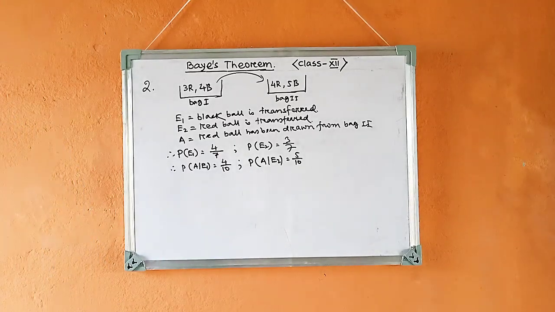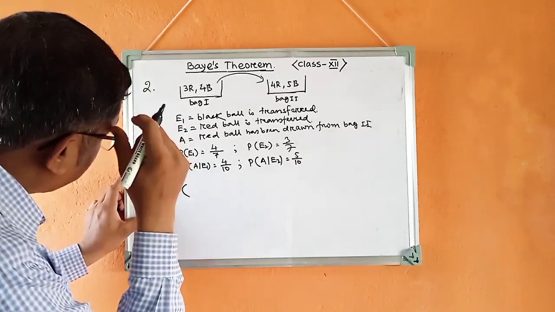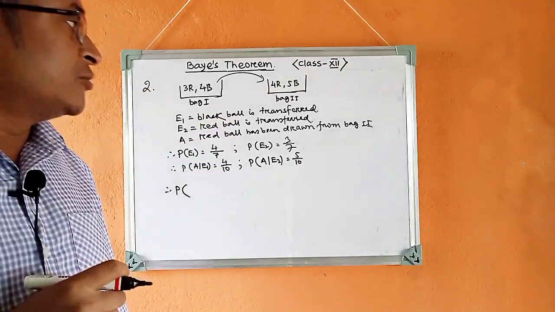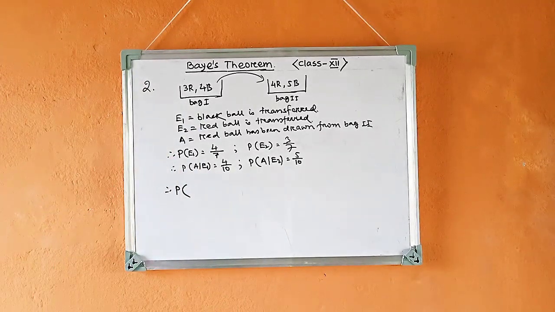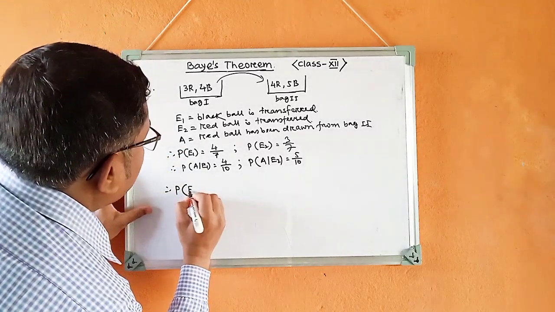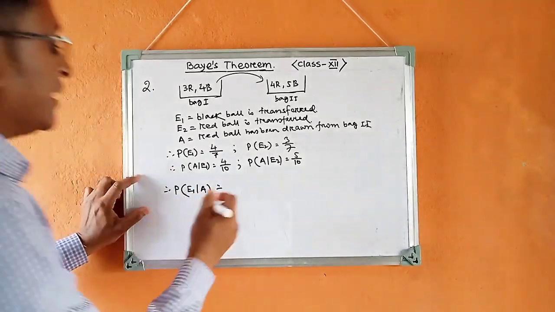Now using Bayes theorem we can write, the question is a red ball has been drawn from bag 2, and the first ball must be black. So the required probability, first ball is black, that means E1, so we find P(E1|A).